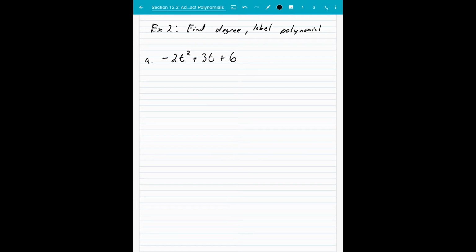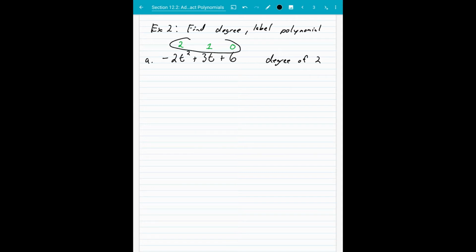So when we're looking for the degree, we want to look at each individual term and see what the degrees are for each individual term. Just like that last example, the degree for this term right here would be 2. The degree for this one would be 1. Degree for this one would be 0. So the final answer for this one would be a degree of 2.